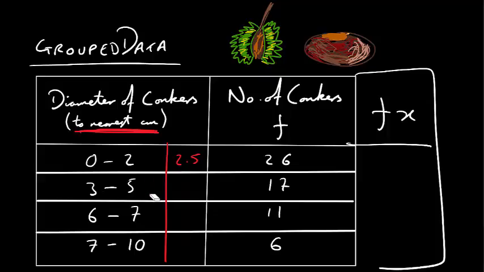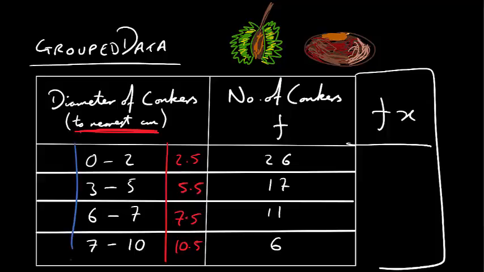From 3 to 5, what's the largest value that I can have? Are you happy? It's just going to be 5.5 because anything up to 5.5 will be rounded down to 5. Let's look at the next one. So 7, the highest value is going to be 7.5 because anything up to 7.5 I'm going to round down to 7. Likewise, for this one, the highest value you can have is 10.5 because anything up to 10.5 we're going to round down to 10.